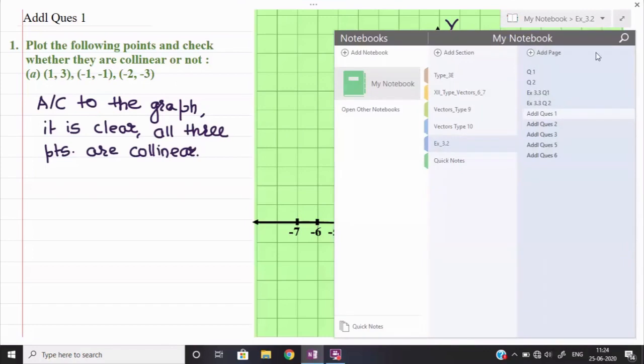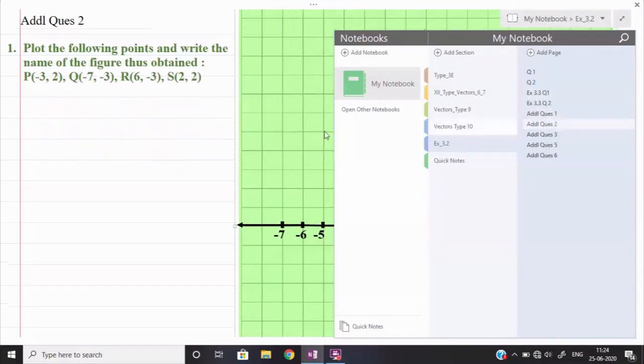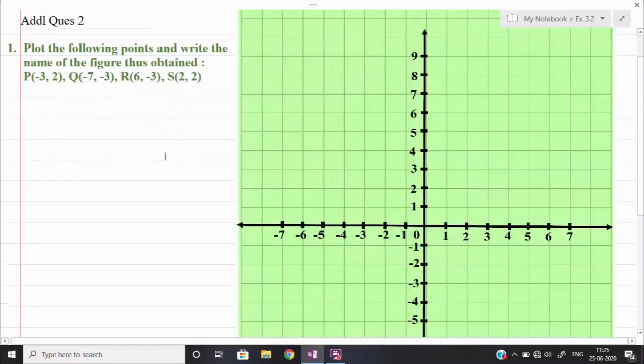Now I am taking additional question number two. See the second question. What they are saying in the second question: plot the following points and write the name of the figure thus obtained. This means whenever we plot all the points and join the points in order, some figure could be formed. It may form a triangle, it may form a rectangle, or any special kind of quadrilateral, because 4 points are given. So we need to find out which particular figure would be formed by joining all these 4 points.